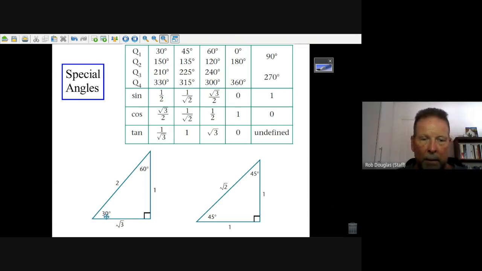Anyways, if you go 1, 2, root 3, that'll be 30 degrees there, and that'll be 60, because the cosine of 60 degrees is adjacent over hypotenuse. You see 1 over 2. And it says the cosine of 60 degrees is 1 over 2. But the sine of 60 degrees is root 3 over 2.